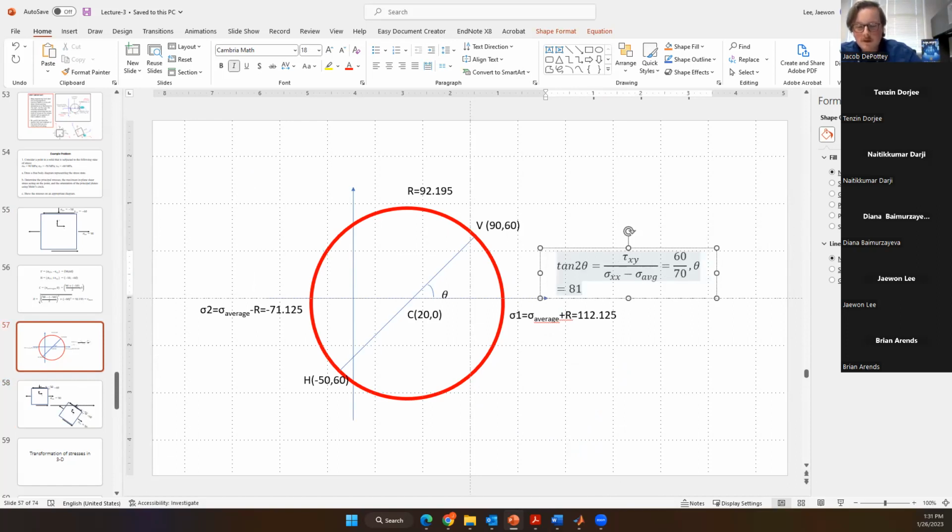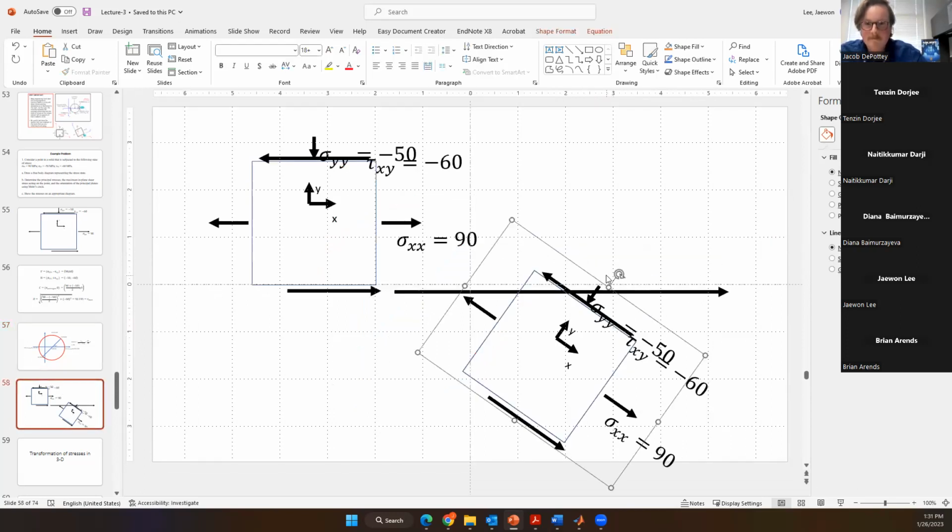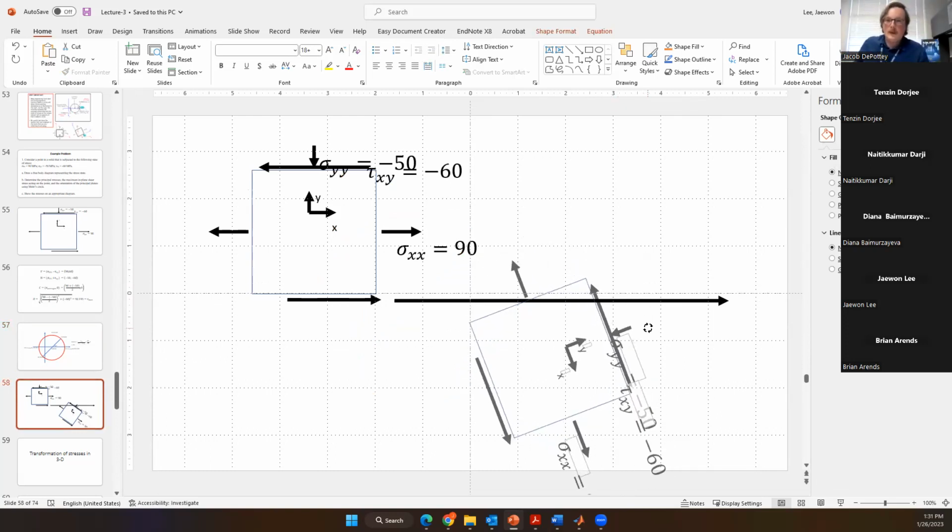Unless I did this one. I probably did it once. Hold on. I forgot my calculator, so I've been using my phone's calculator. 81. It looks like this one.